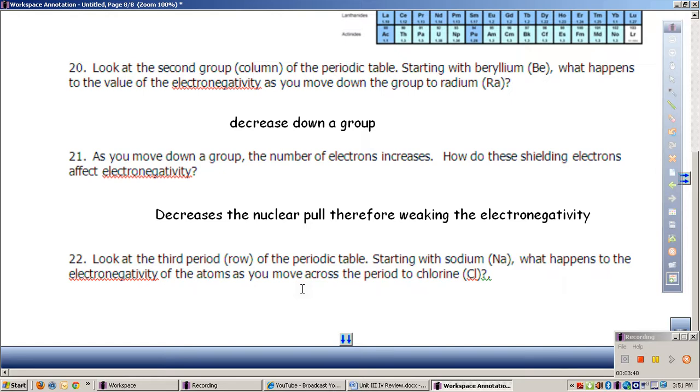If we look at the third row, starting with sodium, moving towards chlorine, what happens to the electronegativity of atoms as you move across the period to chlorine? What ends up occurring there? Does it increase or decrease? If you move across the period, it increases as you go across.